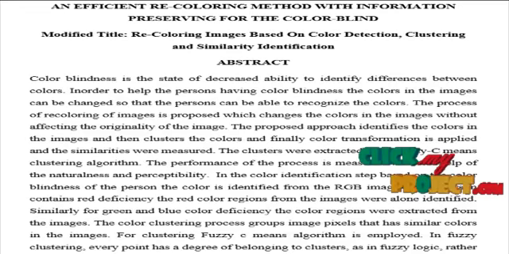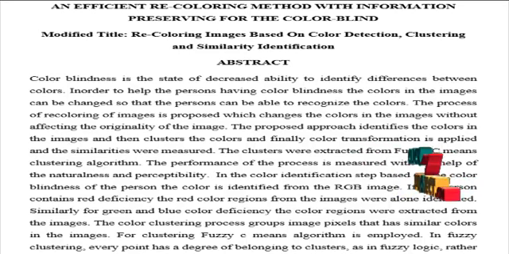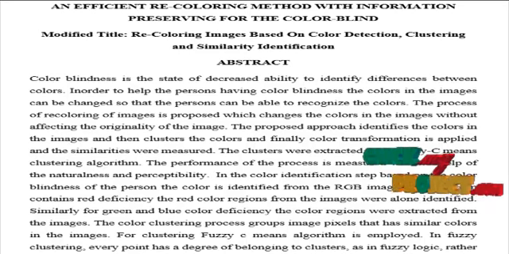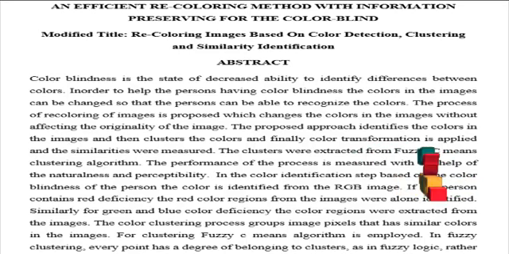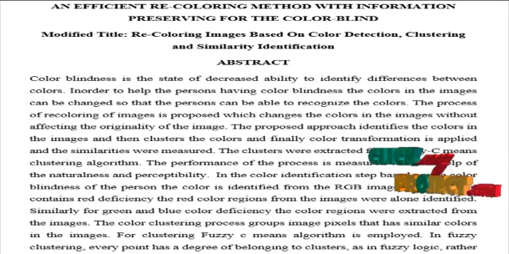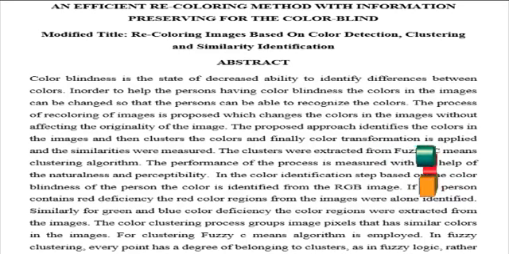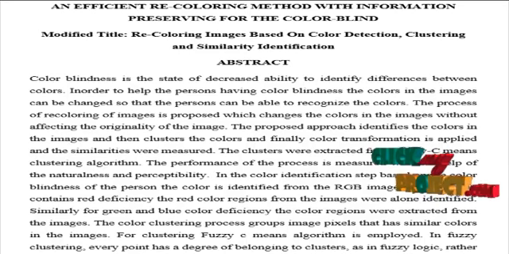Let us discuss the process: an enhanced recoloring method with an information preserving property for color blind persons. Let us see the abstract of the process. Color blindness is a state of decreased ability to identify differences between colors. In order to help persons having color blindness, the colors in the images can be changed so that the persons can recognize the colors.